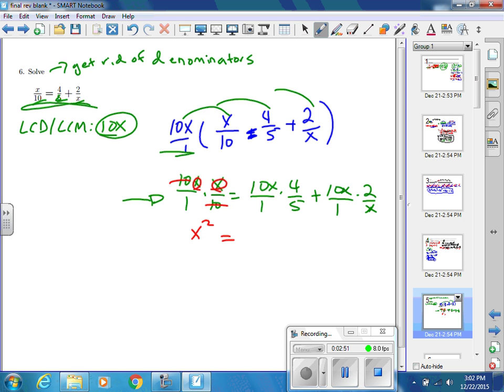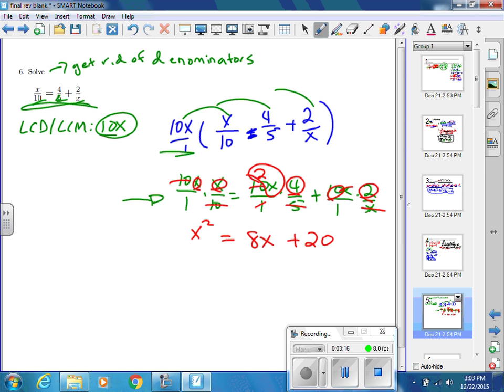Now here I have a 5 and a 10. 5 goes into 10 how many times? Twice. So now I'm left over with a 2x times 4, which is 8x. No denominator. So that's just a 1. Nobody cares. Now, here I have in the crosses x and x. What I have left over is 10 times 2, which is 20. Alright, so now I have x squared is equal to 8x plus 20.